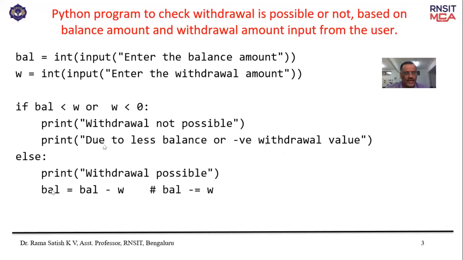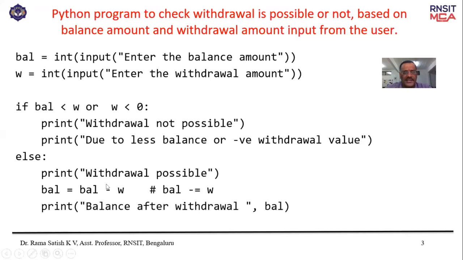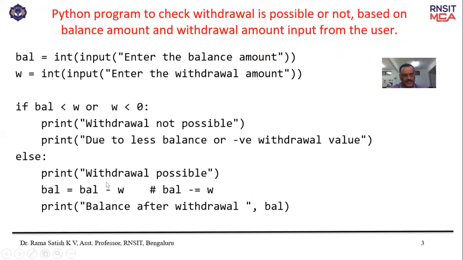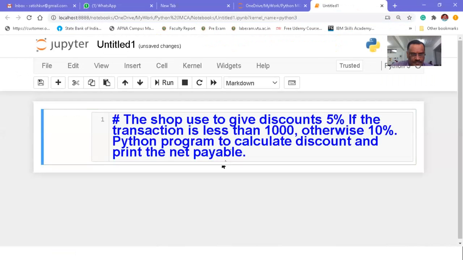What you can do: balance is equal to balance minus withdrawal amount. It is BAL minus equal to W. So you are updating the balance after deducting the withdrawal amount. And finally, print balance after withdrawal is BAL. So that's the program. This was actually the question.